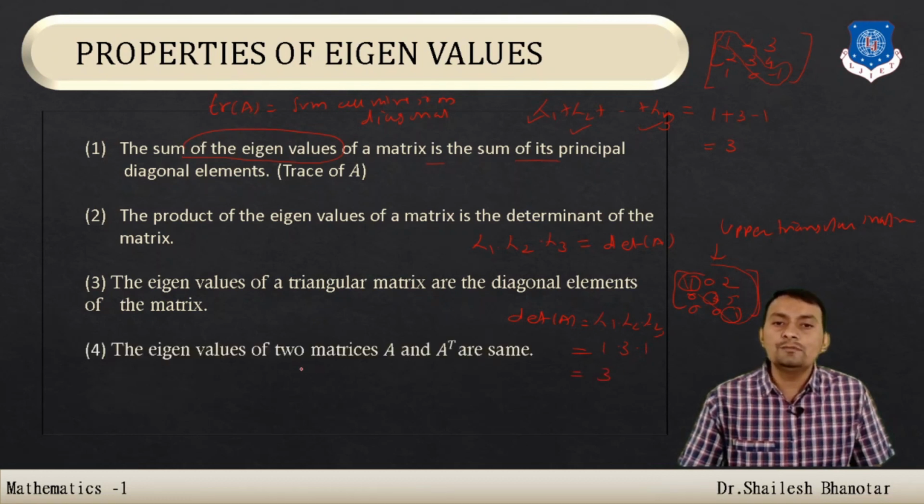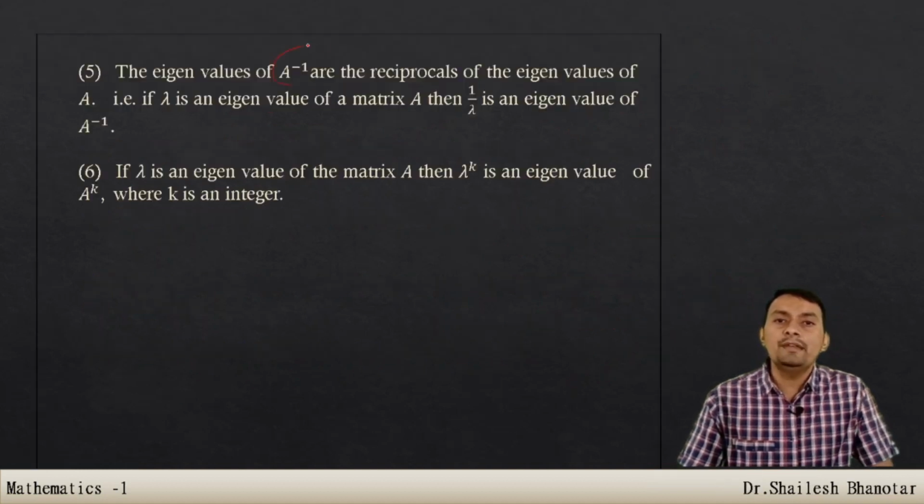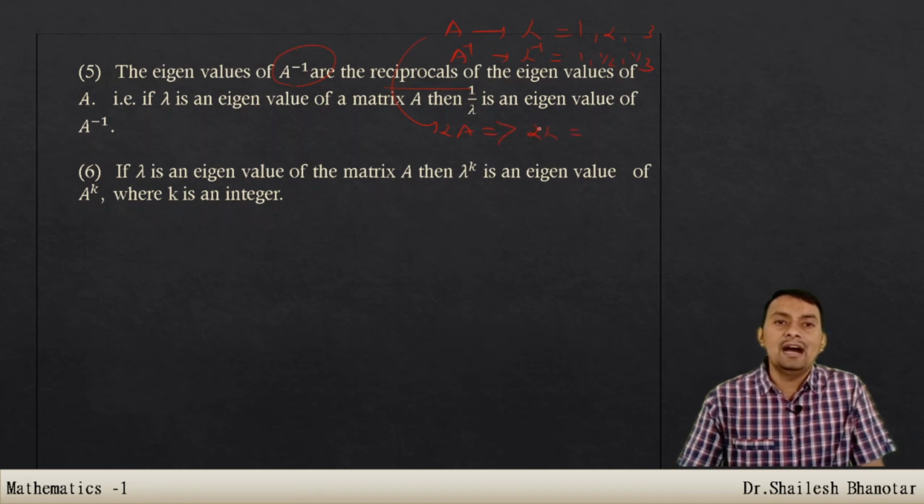The eigenvalues of matrices A and A transpose are the same. The eigenvalues of A inverse are the reciprocals of the eigenvalues of A. Suppose the eigenvalues of matrix A are 1, 2 and 3. So what will be the eigenvalues of A inverse? That is lambda inverse, so 1, 1 by 2 and 1 by 3. Suppose I want to determine 2A, it will be 2 lambda. So we can say the eigenvalues of 2A will be 2, 4 and 6.